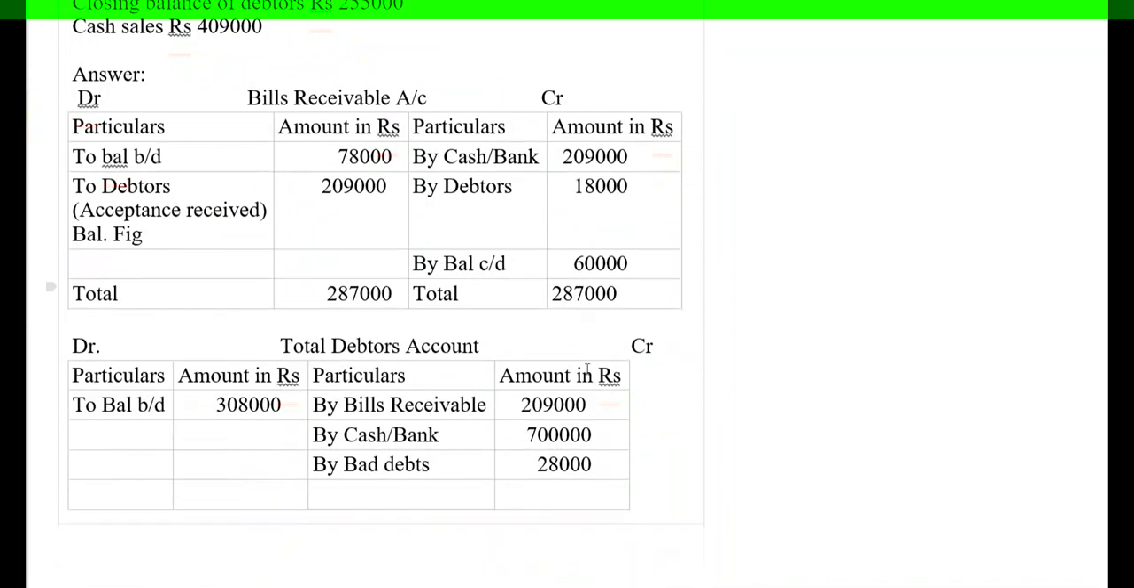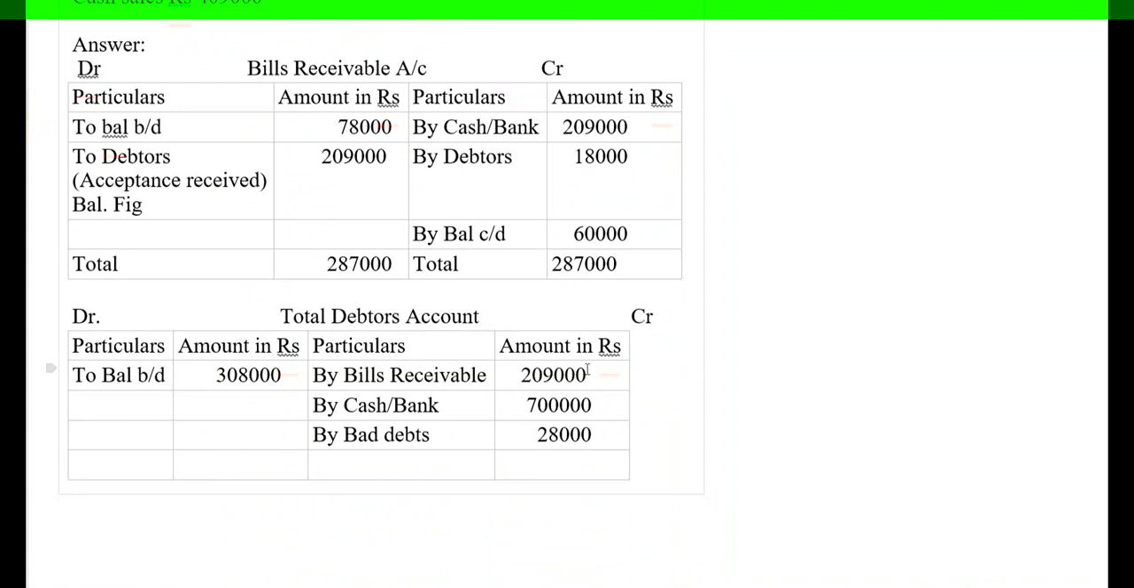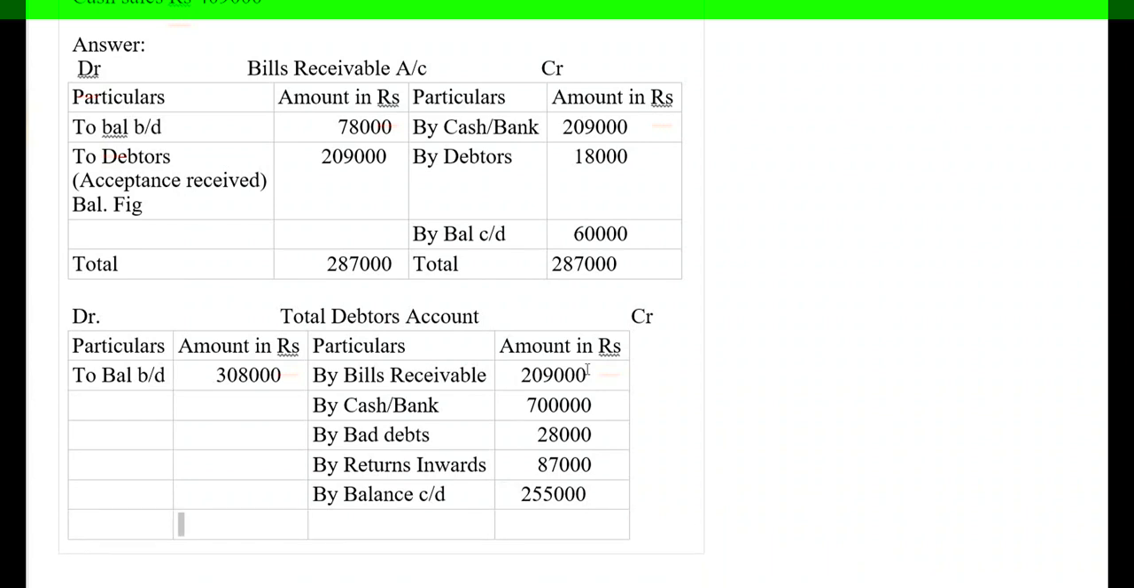Next, there is a return inwards, which is nothing but sales returns. When the sales returns are made, the entry will be sales returns account debit to total debtors. So total debtors account is credited by return inwards, which is given as rupees 87,000. Then there is a closing balance given in the problem, so by balance carried down, rupees 2,55,000.